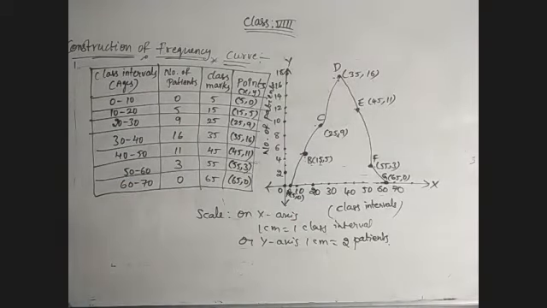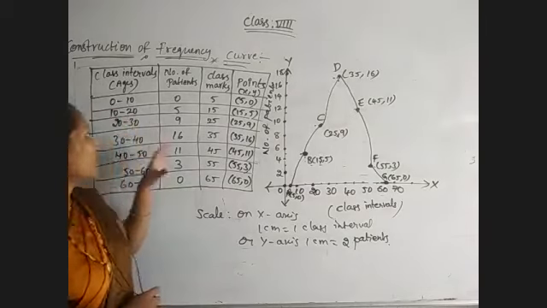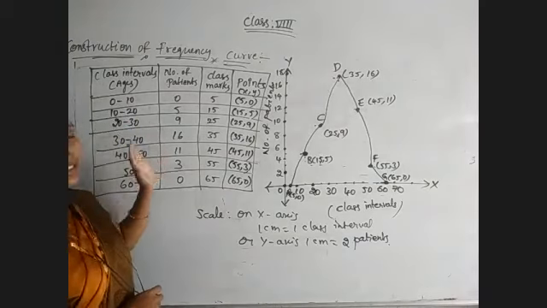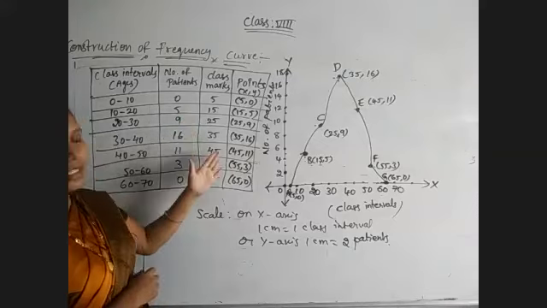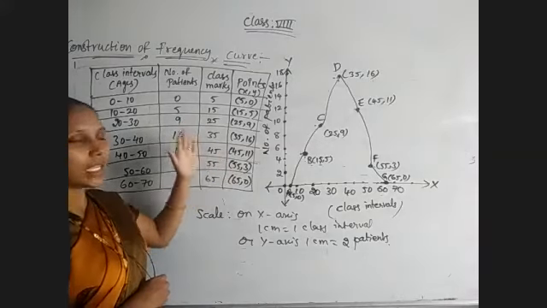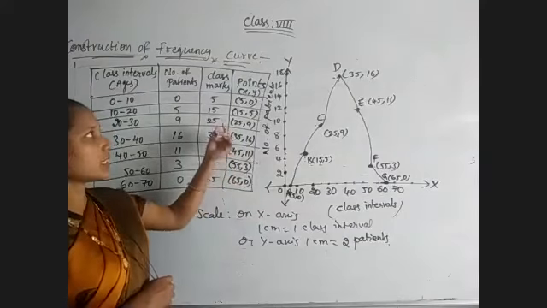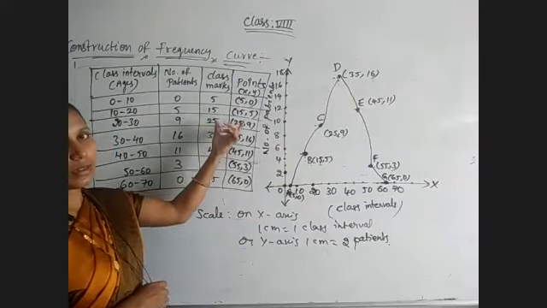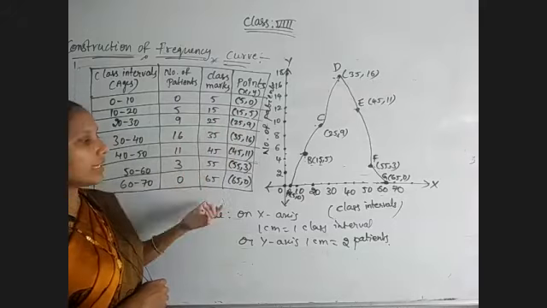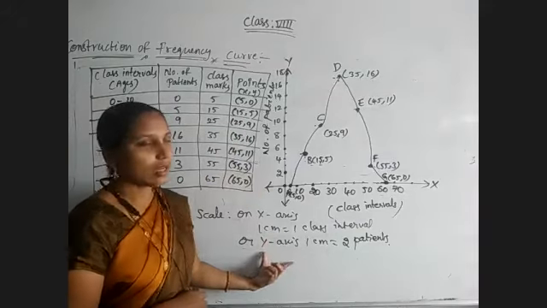And here are the steps of construction, how we need to write. Compulsorily, they will give class intervals and frequency only. After that, find the class marks of each class interval and the respective points for that class interval, and choose a suitable scale.